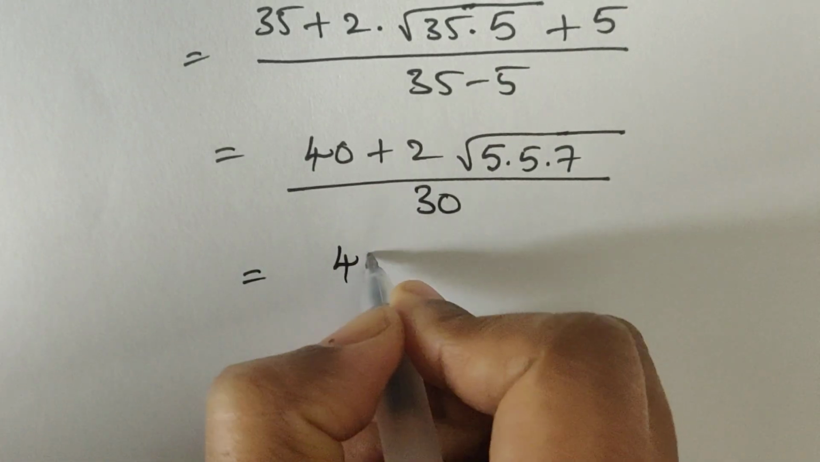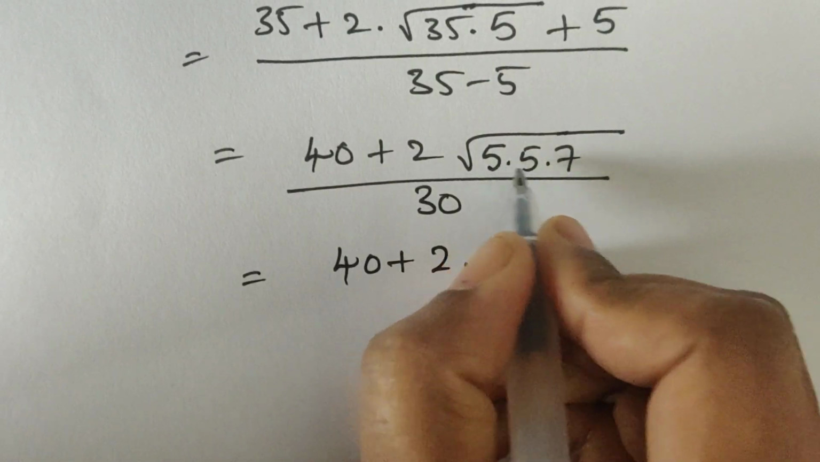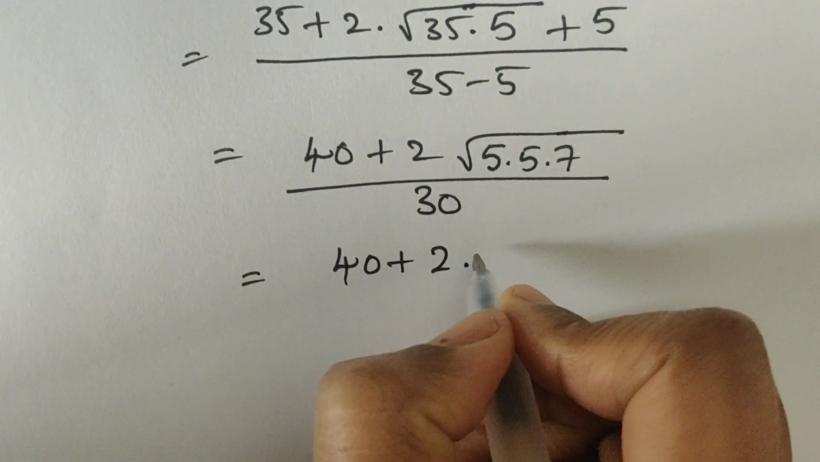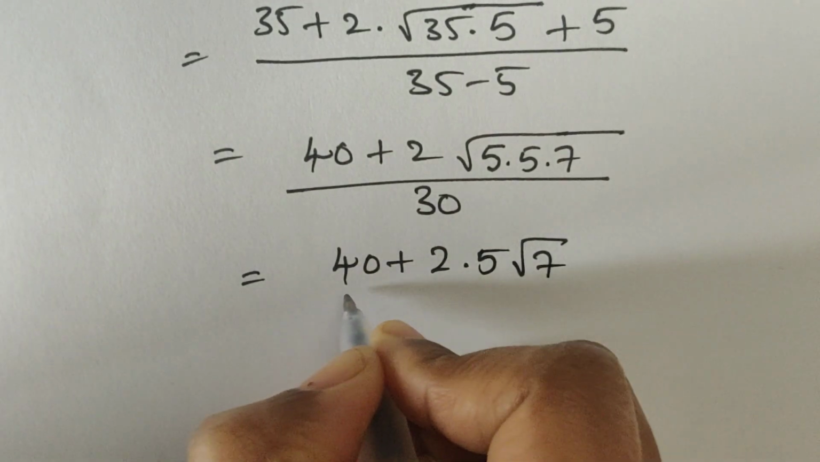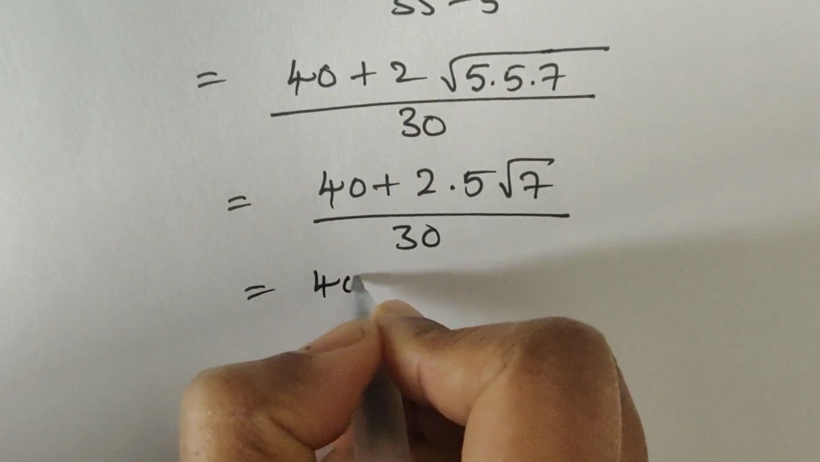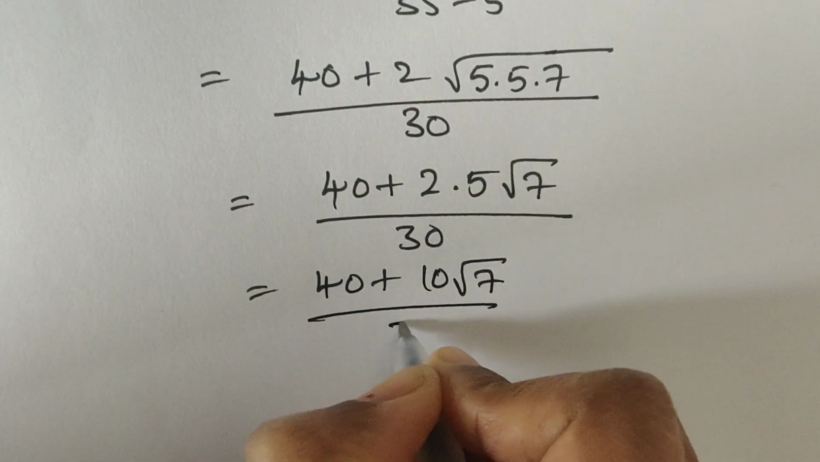So 40 plus 2, so 5 times 5 is equal to 25. So the square root of 25 is equal to 5, times √7. So divided by 30. So 40 plus 2 times 5, which is equal to 10, √7, divided by 30.